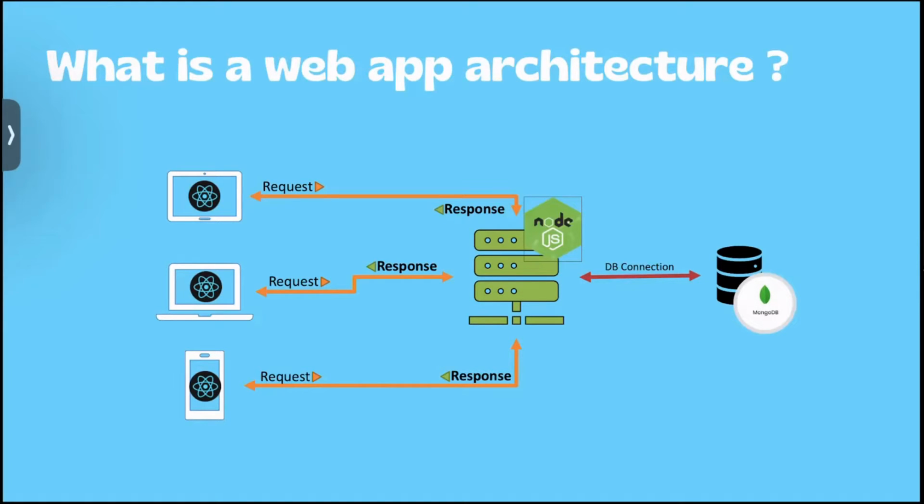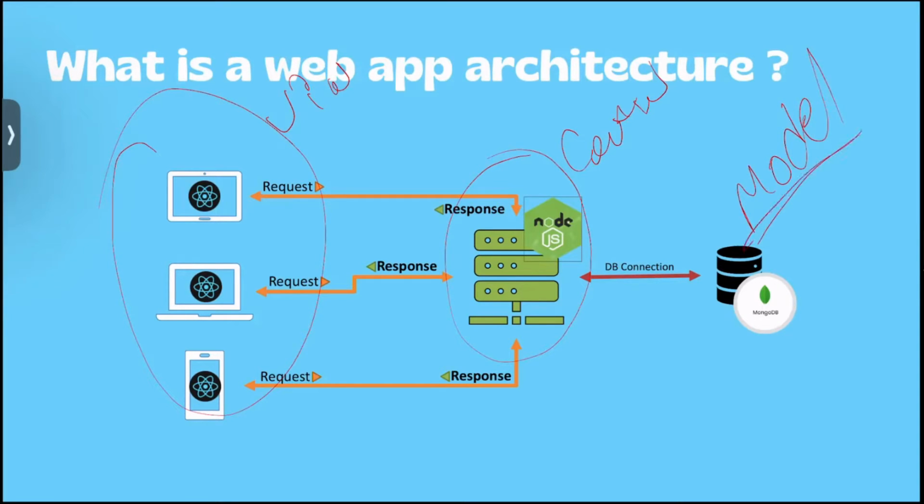So if I say here is your view, here is your server, that means controller, and this is your model. So your model is here, your controller is here, your view is here. That's how you should understand the entire architecture.